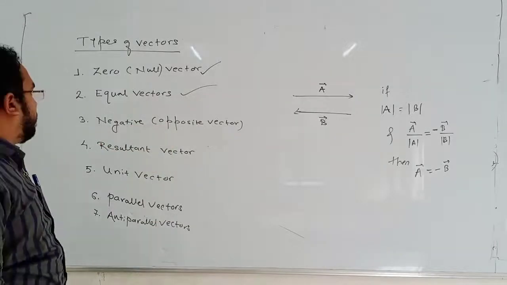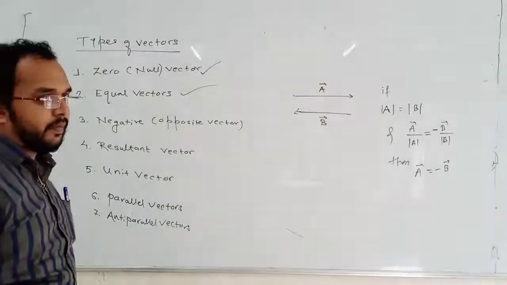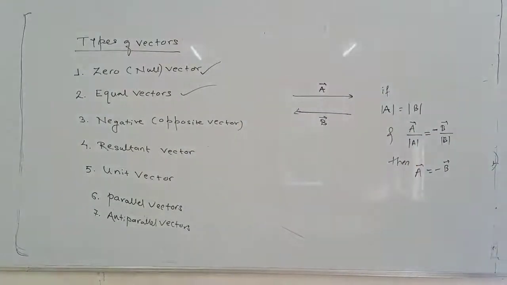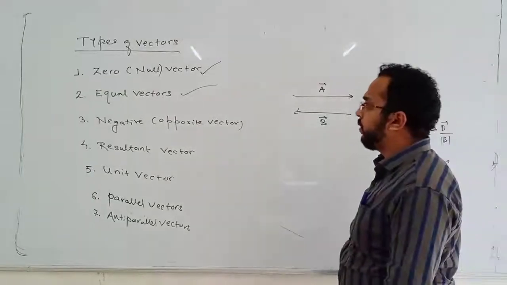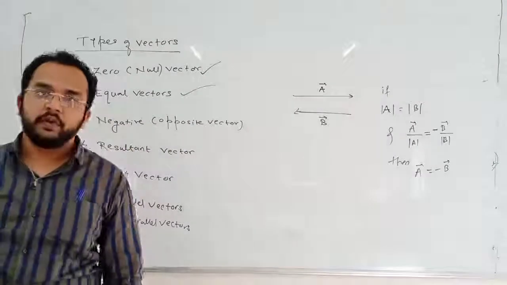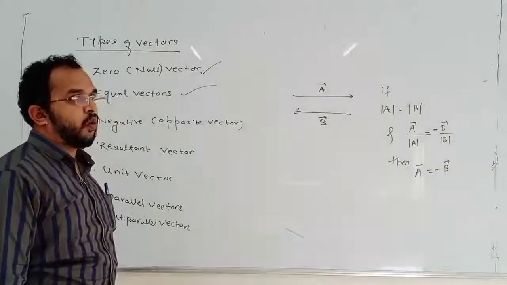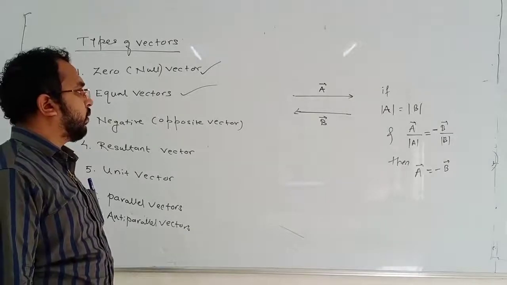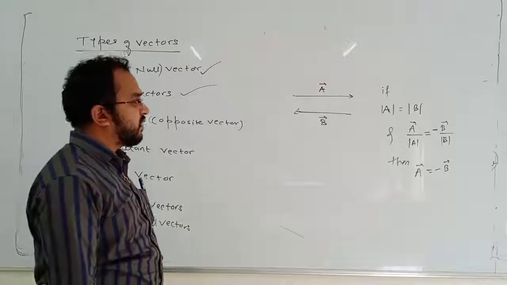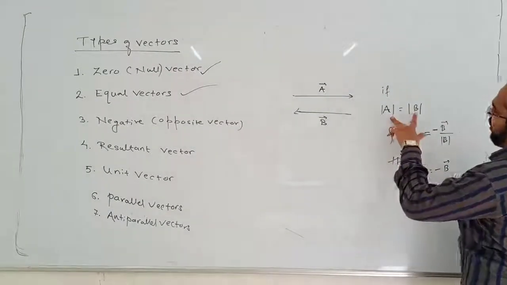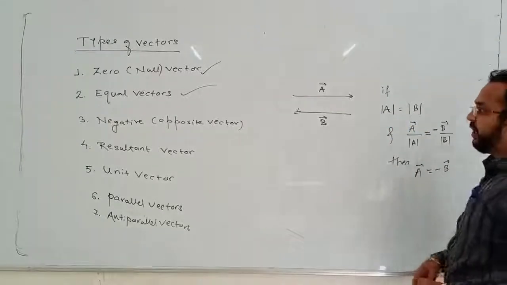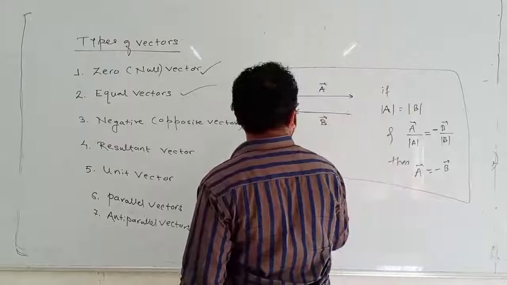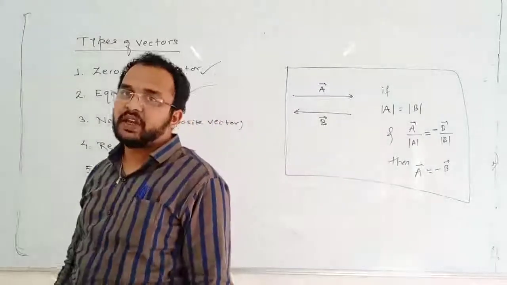It is a pair of two vectors in which both the vectors have the same magnitude but opposite direction.